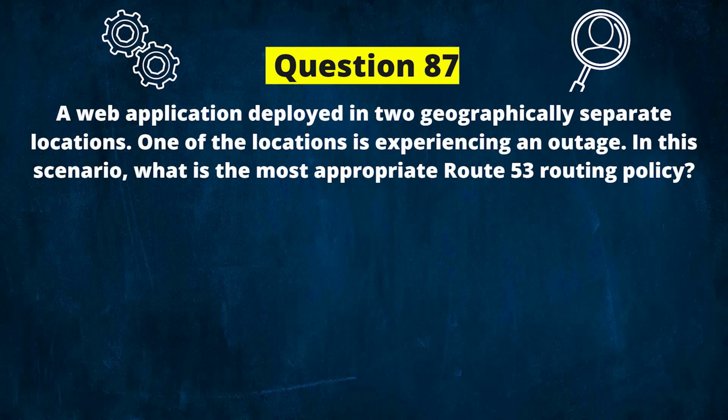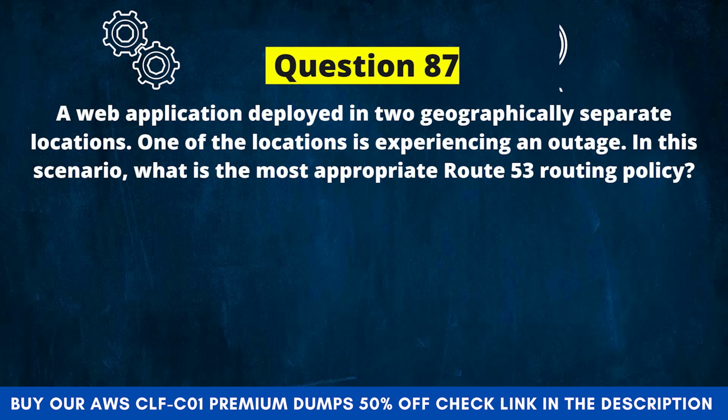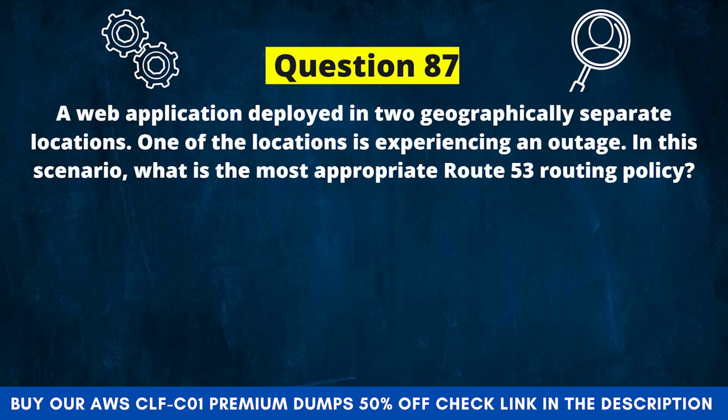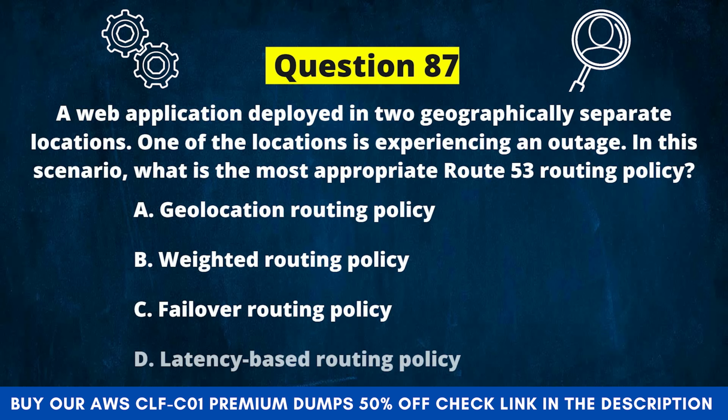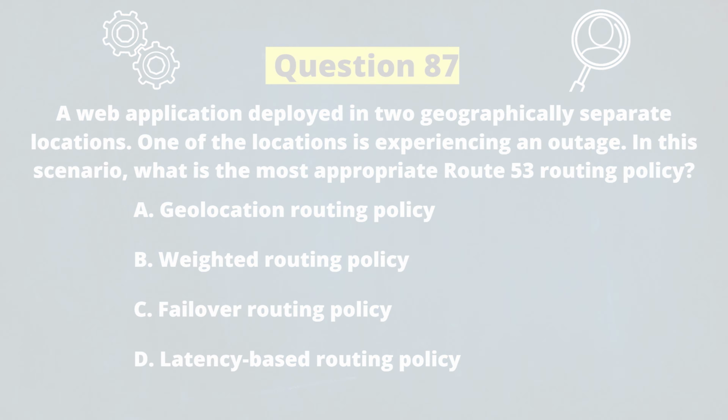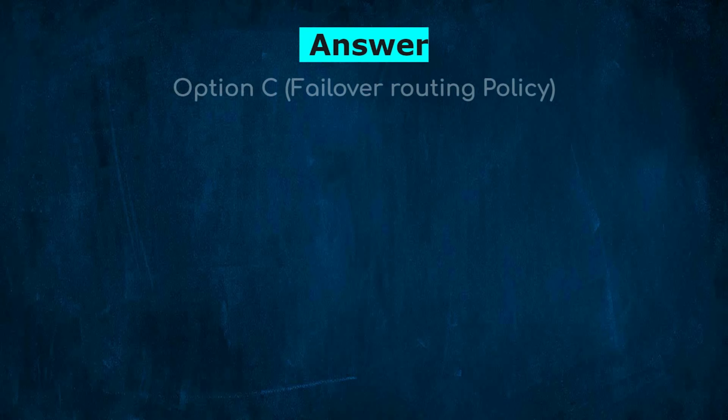Next question. A web application is deployed in two geographically separate locations. One of the locations is experiencing an outage. In this scenario, what is the most appropriate Route 53 routing policy? And the options are A. Geolocation routing policy, B. Weighted routing policy, C. Failover routing policy, D. Latency-based routing policy. And the correct answer is option C.